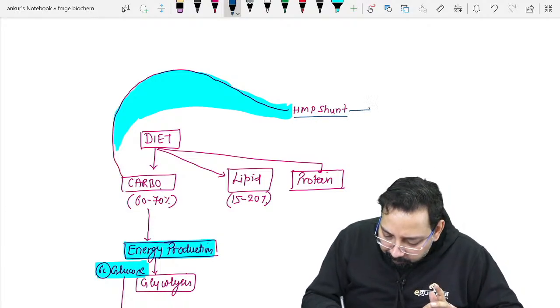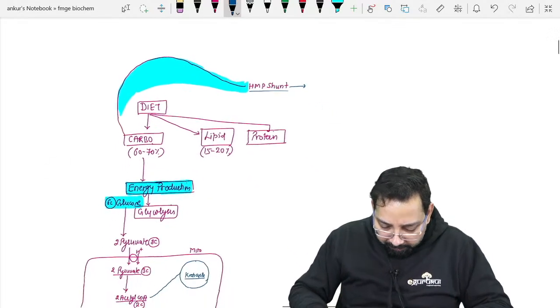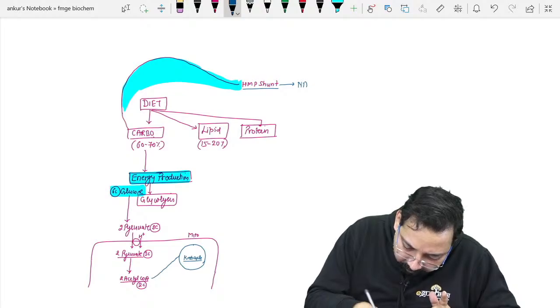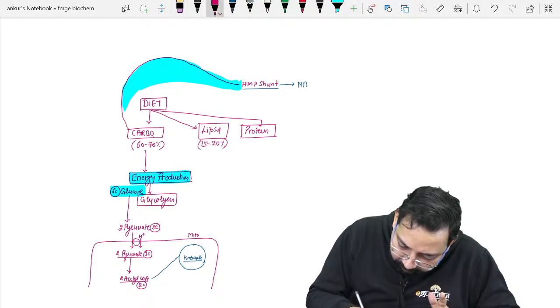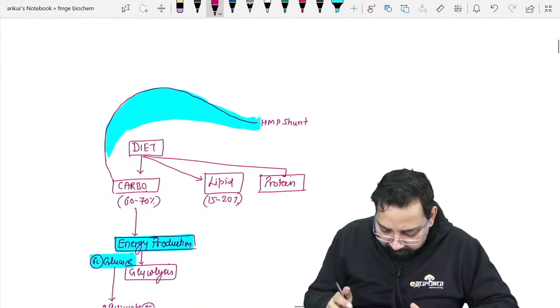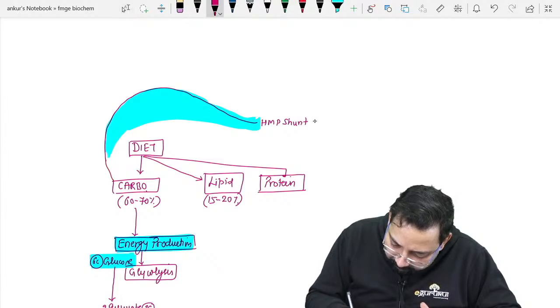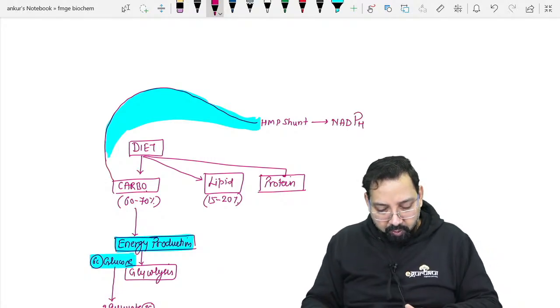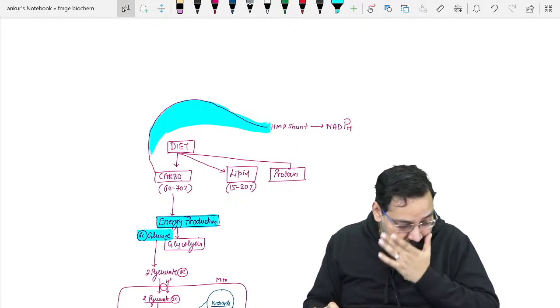HMP shunt produces NADPH. Sorry, I should take the same color. What is the importance? You will appreciate shortly. HMP shunt produces NADPH. Okay. What is NADPH?